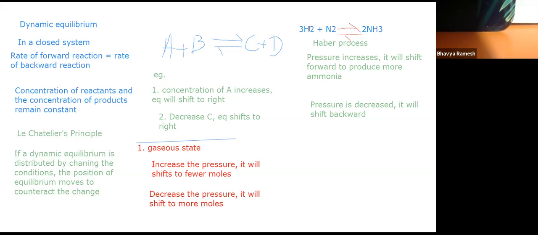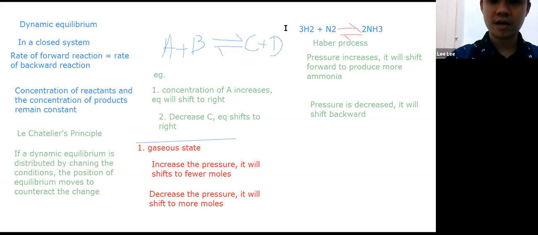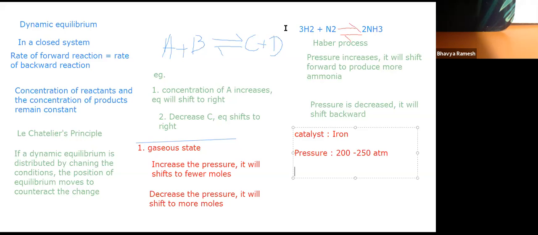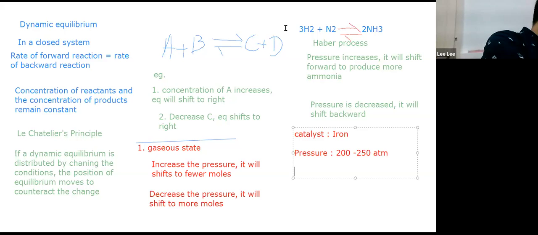Not only that, so in the Haber process, in the IGCSE syllabus, you have to know the catalyst. The catalyst is finely divided iron, or you can just say iron. The pressure is around 200 to 250 atm, atmospheric pressure. Any questions so far until here?